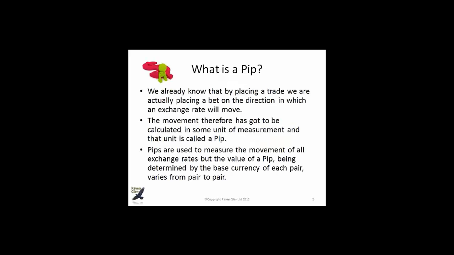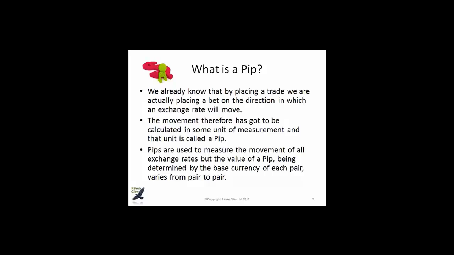We've already discussed that when we place a trade, we're actually placing a bet on the direction in which an exchange rate between two currencies is going to move, and what we have to do is establish some form of unit of measurement to calculate that movement, and that's given the term a pip. So basically it's a unit of measurement to express the change in value between two currencies.